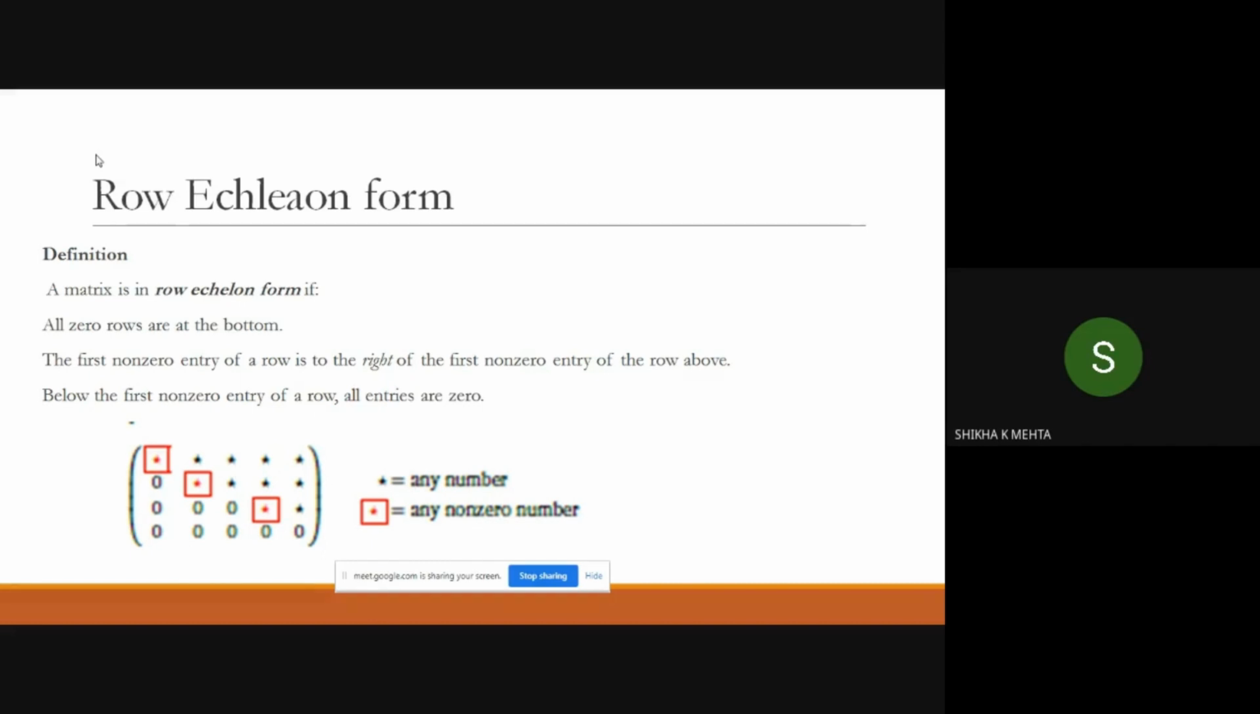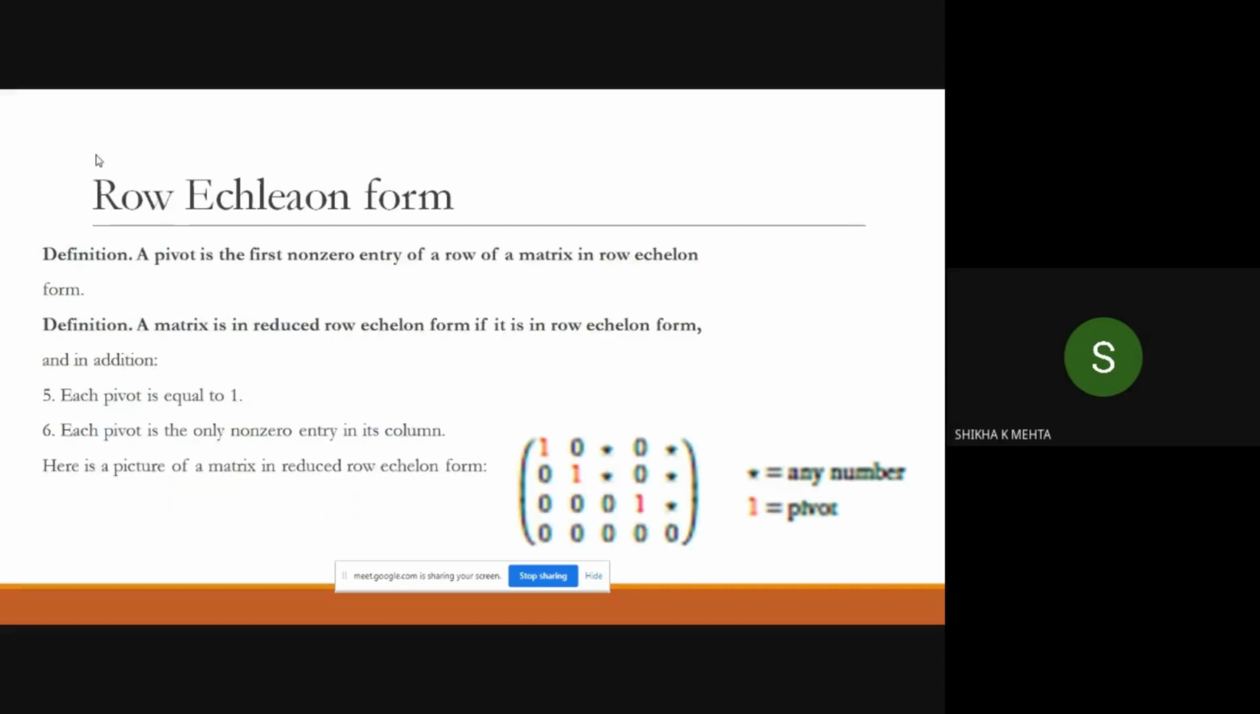And then the third rule says below the first non-zero entry of a row, all entries are 0. That means the second rule and the third rule have to be satisfied. That means you cannot have a non-zero entry in the column 1 once it already has a non-zero entry. So wherever the leading non-zero entry is there, all the values in that column below that are all zeros. If your matrix satisfies all these three conditions, then we say it is in the row Echelon form.